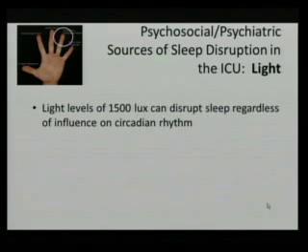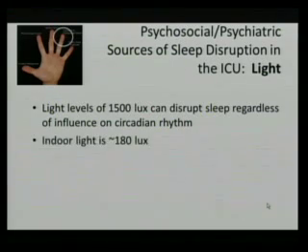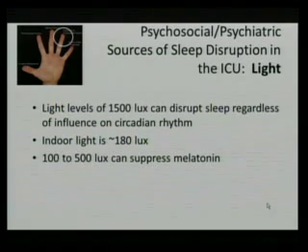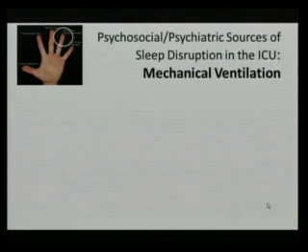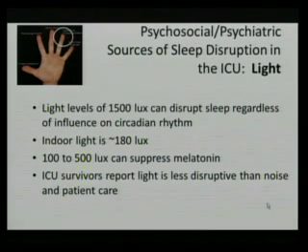Light. If you shine a bright light on a person equal to about what sunlight is, it's going to disrupt sleep regardless of what it does to the circadian rhythm. Indoor light is about 180 lux, and we know that indoor light like this can actually suppress melatonin secretion. When you interview ICU survivors, they'll actually report light's less of a problem than noise. So obviously the solution here, I didn't put this on there, is dark times. Keep the lights down, particularly if there are things going on, perhaps using area lights, making sure that external light from the street is blocked out, etc.